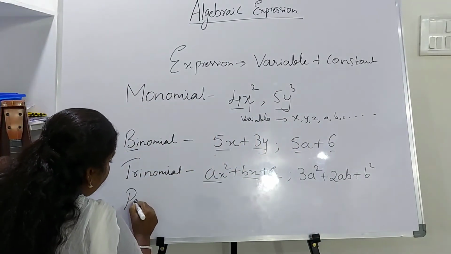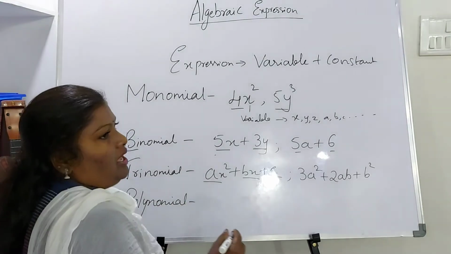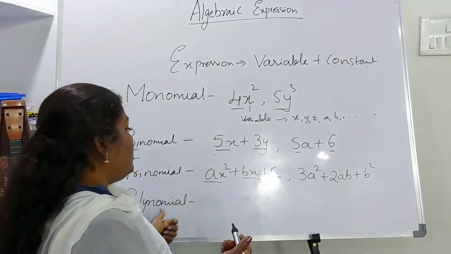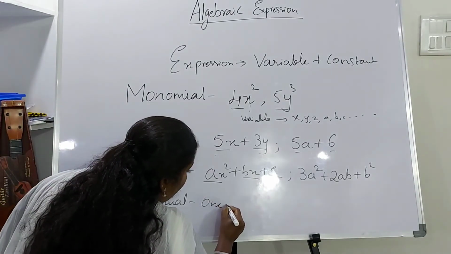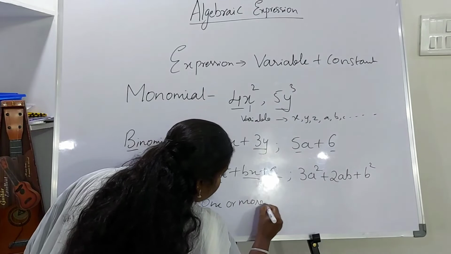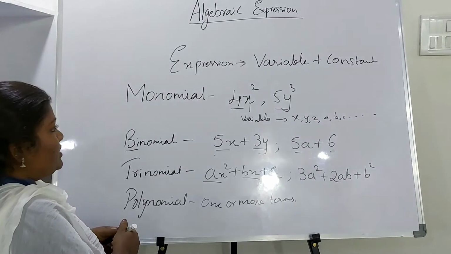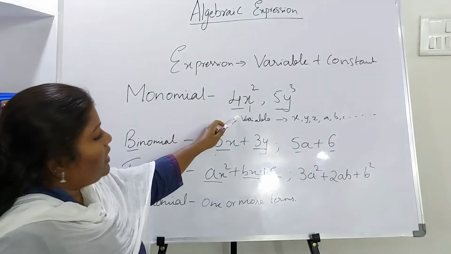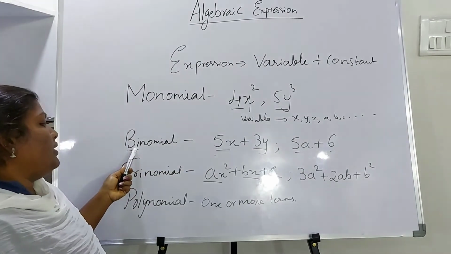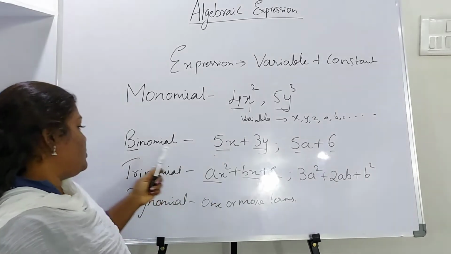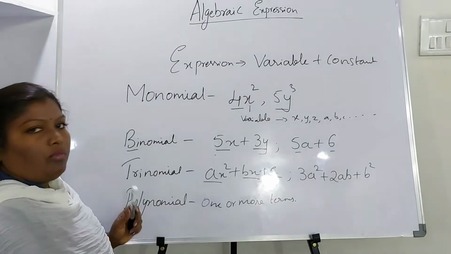Next comes polynomial. An expression having one or more terms is called a polynomial. I repeat once again, an expression having only one term is called monomial. An expression having two terms is called binomial. An expression having three terms is called trinomial. An expression having one or more terms is called polynomial.